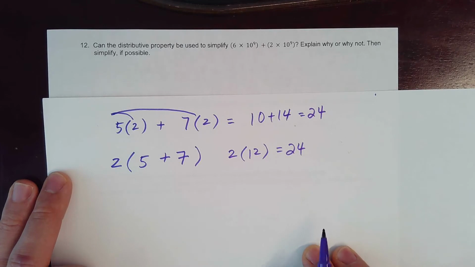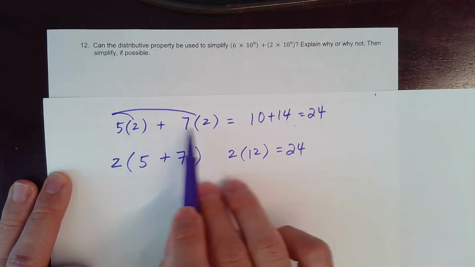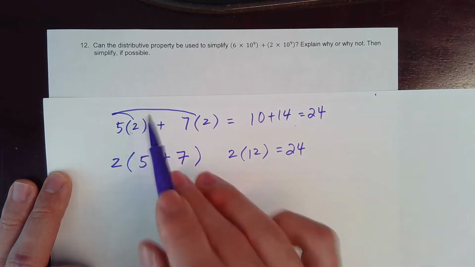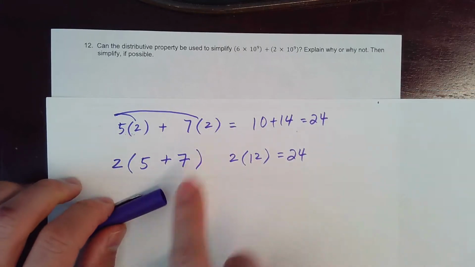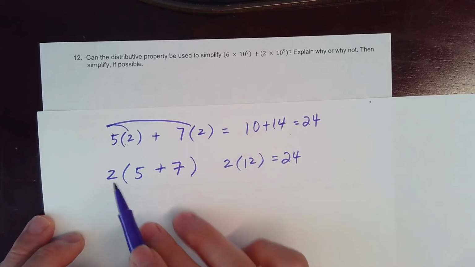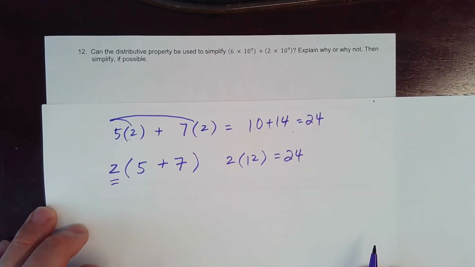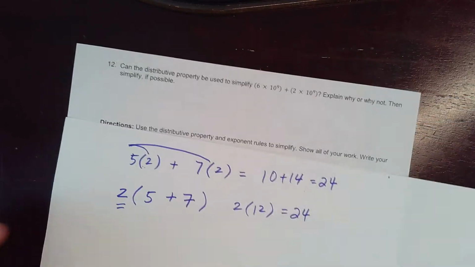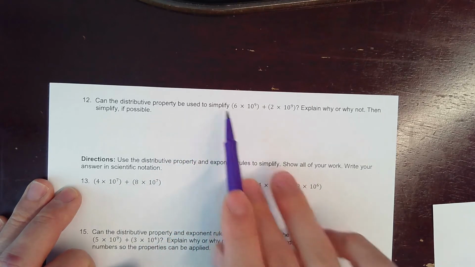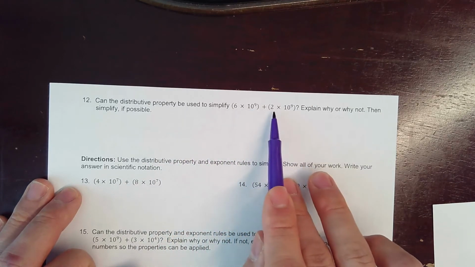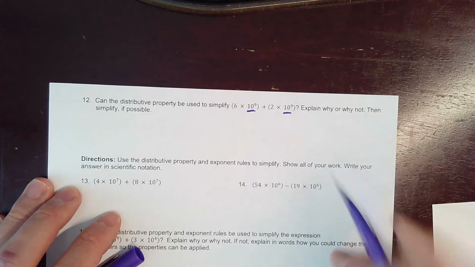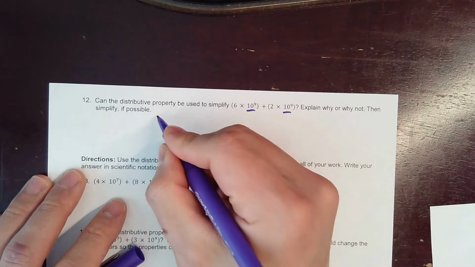So essentially, we can rewrite this in terms of something that's like distribution if and only if these two numbers are being multiplied by the same magnitude, right? The magnitude in this case was the 2, right? So going back to number 12, it says, can the distributive property be used to simplify 6 times 10 to the ninth plus 2 times 10 to the ninth, right? Notice that they both are being multiplied by a 10 to the ninth. So the answer is yes.